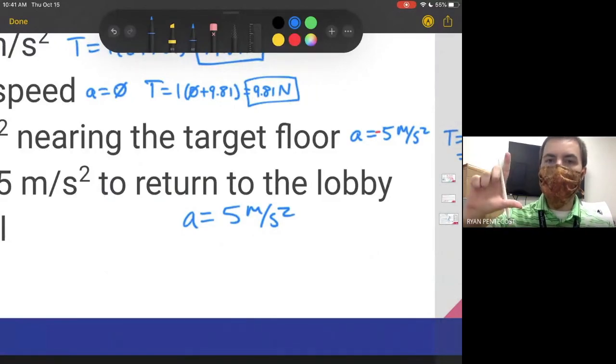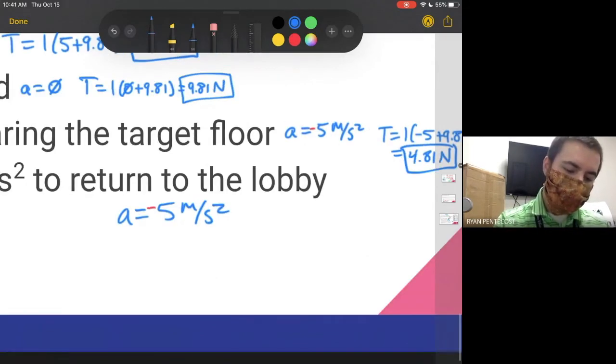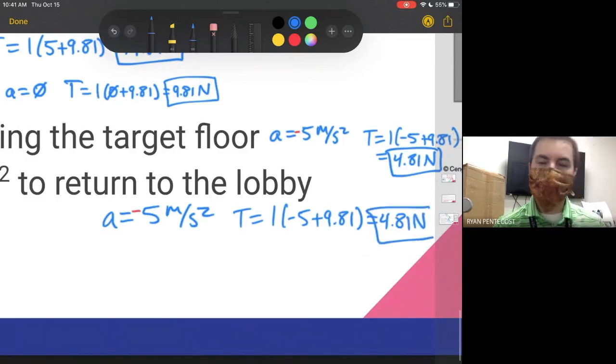last time the floor had to accelerate down to slow down. Well, this time the floor has to accelerate down to speed up, but the effect is the same, right? The floor is still going down, so this would still register at negative 5 meters per second squared. So we have the same result. Negative 5 plus 9.81 will give you 4.81 newtons. And you have that same effect, right?